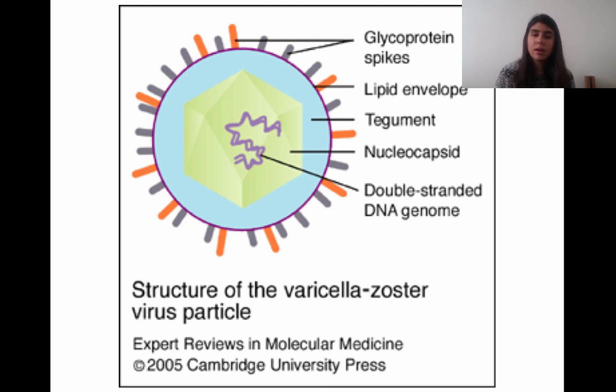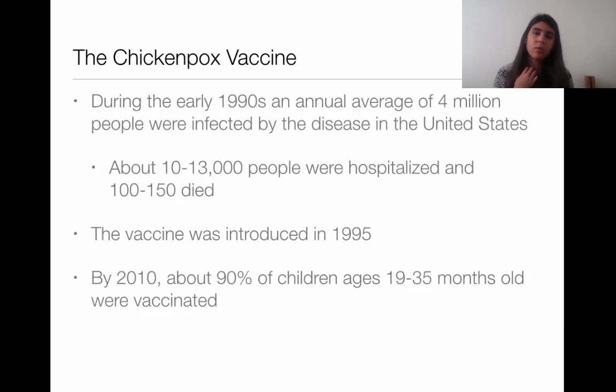So here is a diagram of the structure of the varicella zoster virus. As you can see, it has the lipid envelope with the glycoprotein spikes. It also has an icosahedral capsid with the double-stranded DNA genome. So in 1995, the chickenpox vaccine was introduced, which was a huge breakthrough in preventing this disease from occurring.